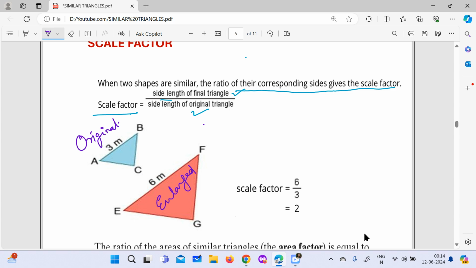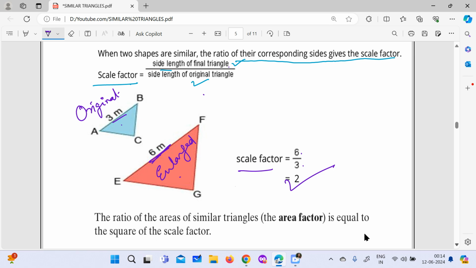Now, understand this. When we have to find the scale factor, you will write the side length of the final triangle, that is the enlarged triangle, upon the side length of the original triangle. Following this rule, what is the scale factor here? Scale factor is equal to the length of the enlarged shape, which is 6, upon the original one, which is 3. So 6 over 3 gives us 2. So we can say that the scale factor of the enlargement of ABC to EFG is 2.